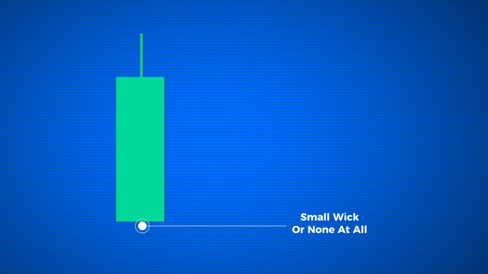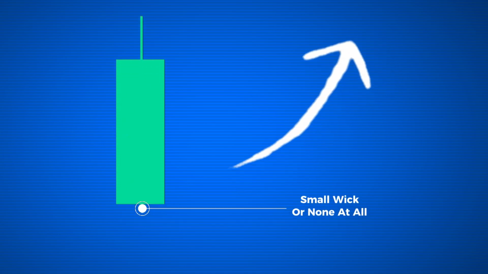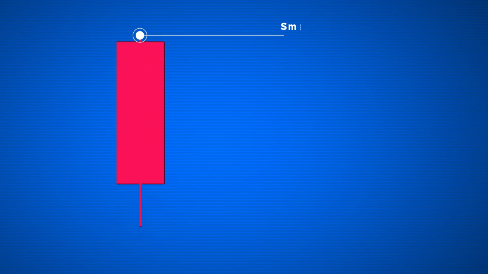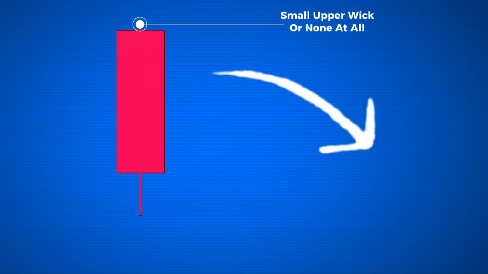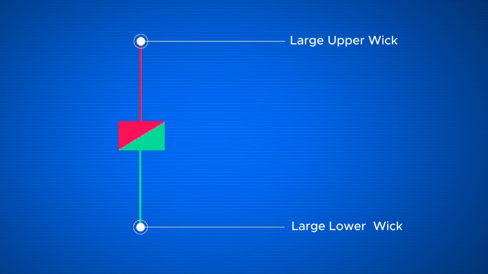No lower wick on a green candle, that's a strong buy signal. No upper wick on a red candle, likely a strong sell signal. When you notice wicks on both sides, it might be time to tighten your strategy and prepare for a reversal.